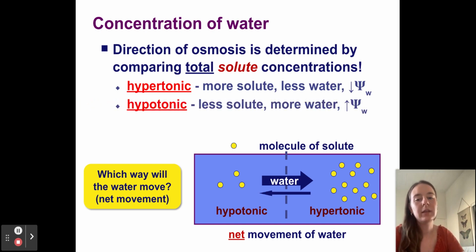Hypotonic, these are solutions with less solute and more water. We call this having a high water potential. Write this down: more water, less solute, hypotonic. And I think of hypo as just being smaller. I don't remember what the word hypo means, you can look it up. But I remember hyper means a lot of solute, hypo means less solute.